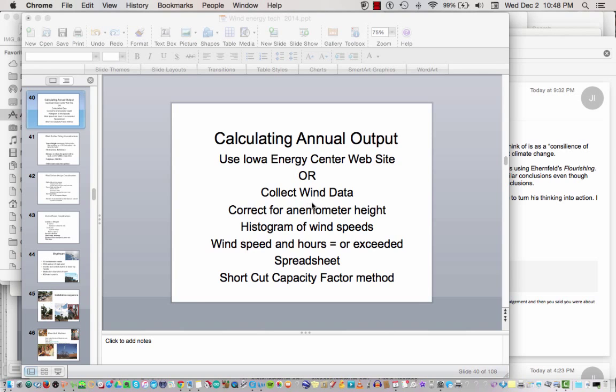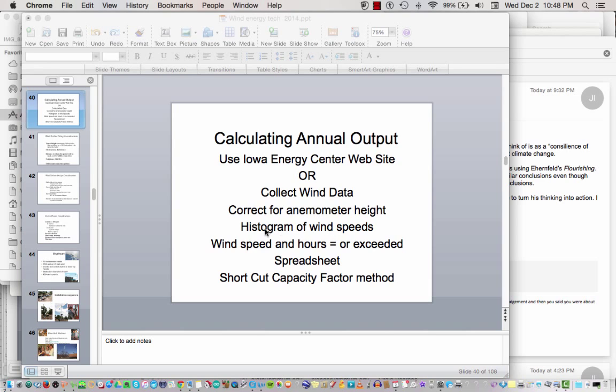You can also collect wind data over a long period of time, and then there are methods for taking that individual wind data you collect for 1 year and making it more generally applicable to multiple years or a typical meteorological year. You have to correct for the anemometer height. In other words, the wind power changes. So if you're collecting the wind data at 100 feet and your turbine's at 300 feet, there are formulas you can use to adjust for anemometer height.